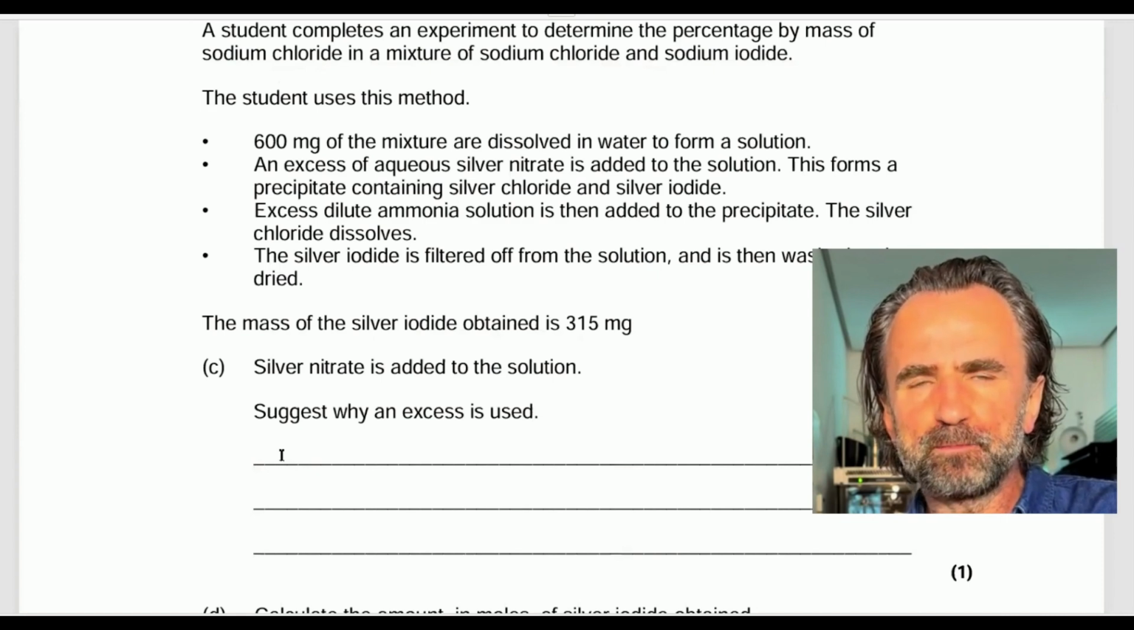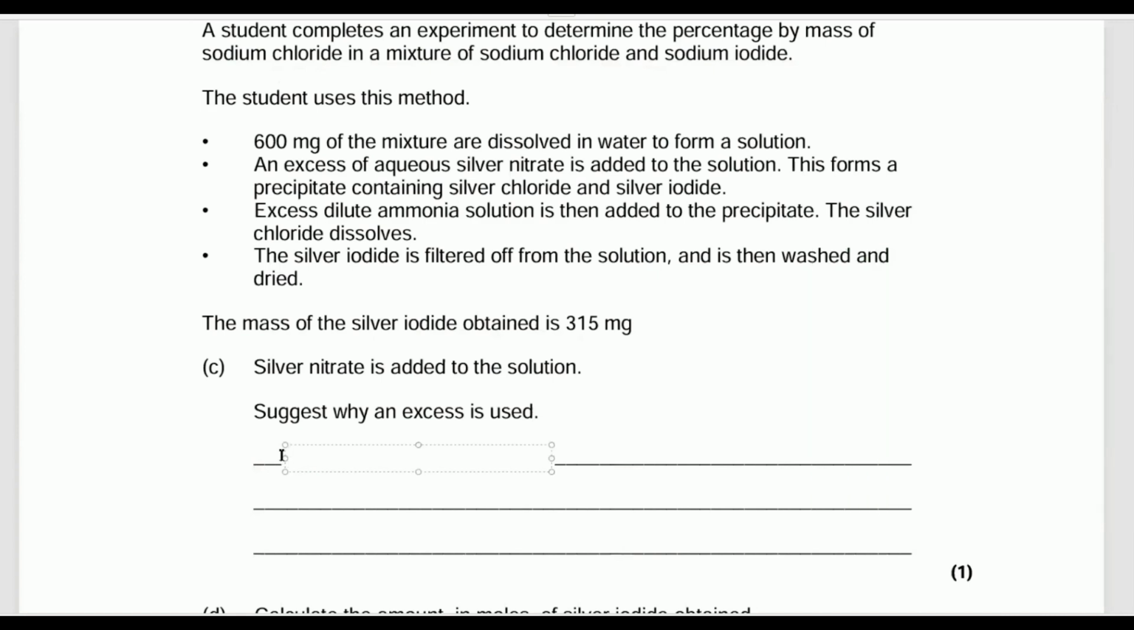So this is to ensure the reaction goes to completion and we have no chloride or iodide ions left in the solution. They've all reacted to form precipitate. It reacts fully to ensure no iodide ions or chloride ions are left. They have all formed precipitate. So we want to make sure they've all precipitated out, so we're going to add excess. Now let's move down and see what the questions are.